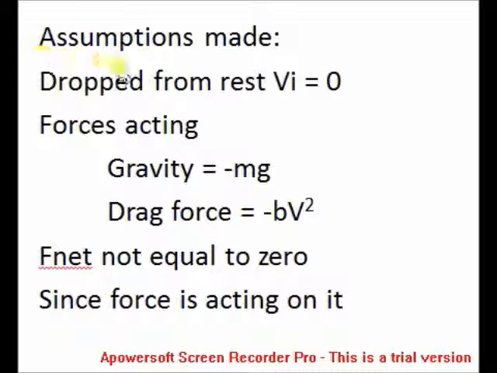So, these were the assumptions made for the following work. Assumptions made were: drop from rest, that is, the initial velocity is equal to 0. The forces acting on the body were assumed to be the gravitational force and drag force alone. Gravity is equal to minus mg, where the minus sign denotes the movement of the object is towards the down. The drag force is equal to minus bv square, as per the given assignment. B is the drag force constant, and the negative sign indicates the direction of the drag force is opposite to the direction of the velocity. So the net force acting on the body is not equal to 0 since the force is acting on it, I mean the gravity and drag force.